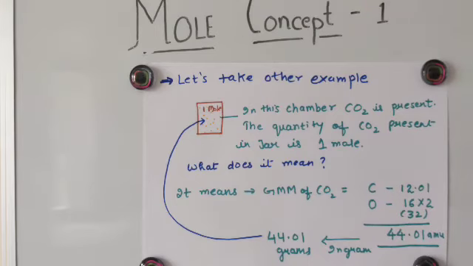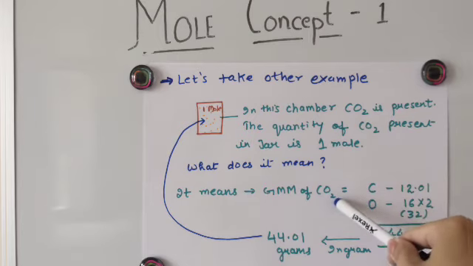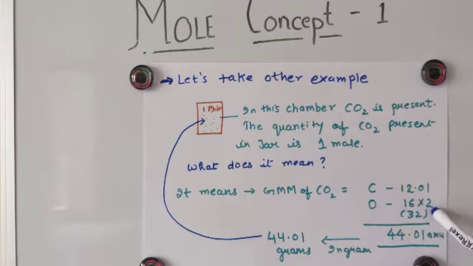Now let's calculate the molecular mass of CO2. Carbon has atomic mass of 12.01 AMU. Oxygen has atomic mass of 16. There are two oxygen in this carbon dioxide, so it will make 16 into 2, that is 32. We will add that: 44.01 AMU. Again, we will convert into the grams.